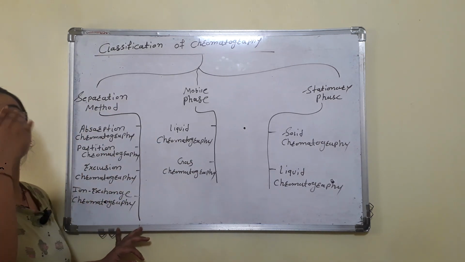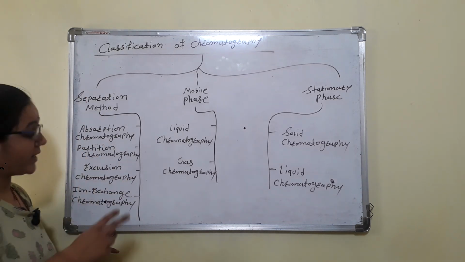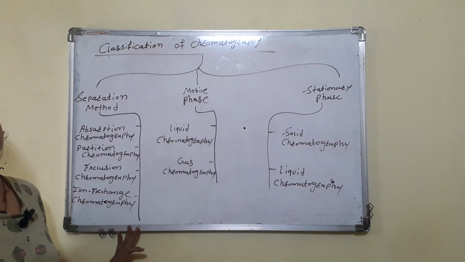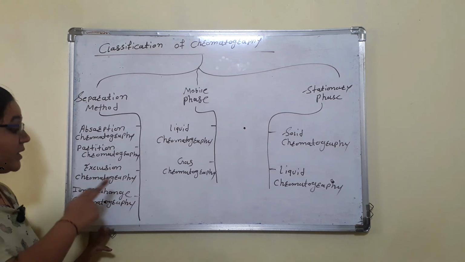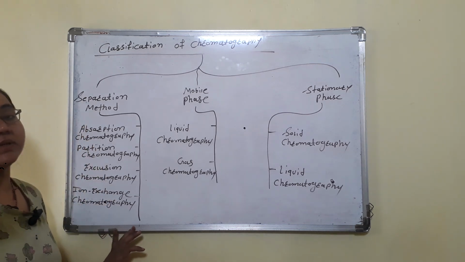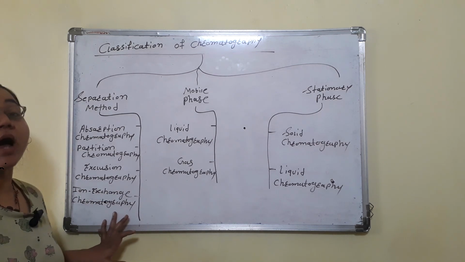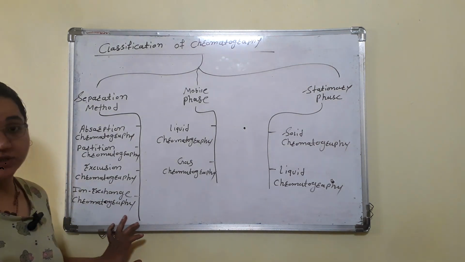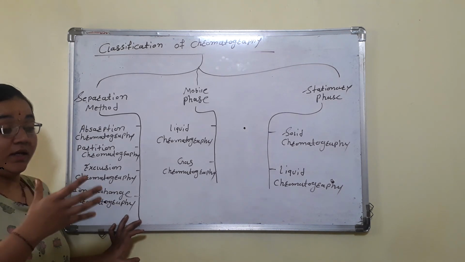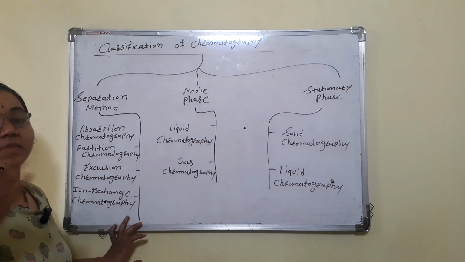Third is exclusion chromatography, also known as size exclusion chromatography or gel filtration chromatography. In this technique, molecules are separated based on their size. Fourth is ion exchange chromatography. It is also a separation technique of chromatography, and components are separated on the basis of their net ion charges.